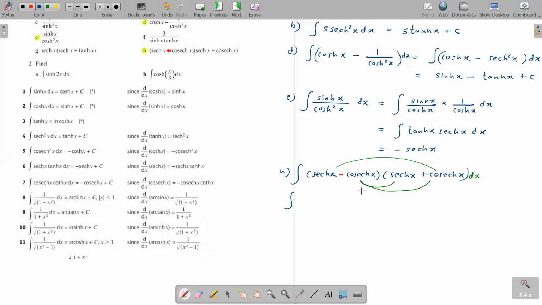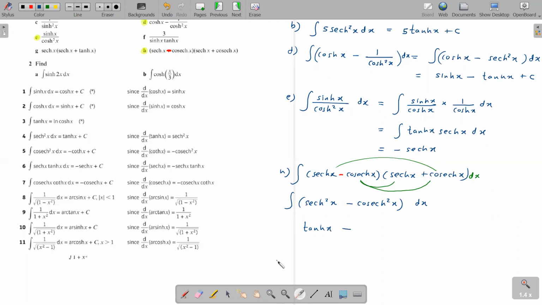So let's open the bracket. Basically, now you have a minus b times a plus b. What is this? A minus b times a plus b is the difference of two squares. So basically, you get here sec square x minus cosh square x. Is that okay? Sec square x minus cosh square x. So integration of sec square x is given. Integration of sec square x is tan x.